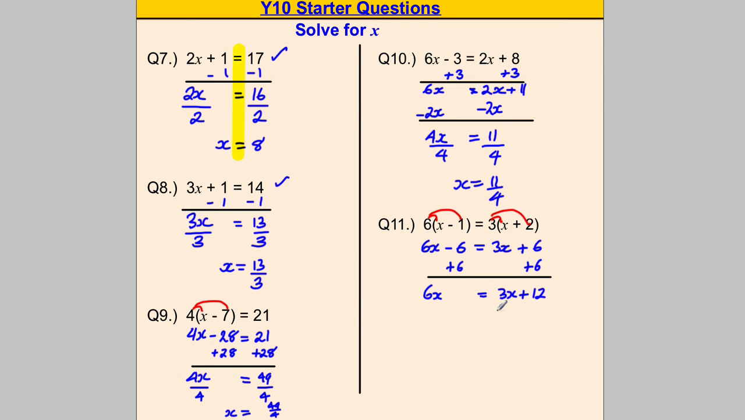Let's take off 3x off both sides to remove that 3x there to get all the x's together. So what would we have? We'd have 3x is equal to 12, and then we divide both sides by 3, so x is equal to 4. And we should be able to check this here. 4 take away 1 is 3, 6 times 3 is 18, so you get 18 that side. 4 add 2 is 6, 3 multiplied by 6 is 18. It definitely works. And there are all the solving for x questions.